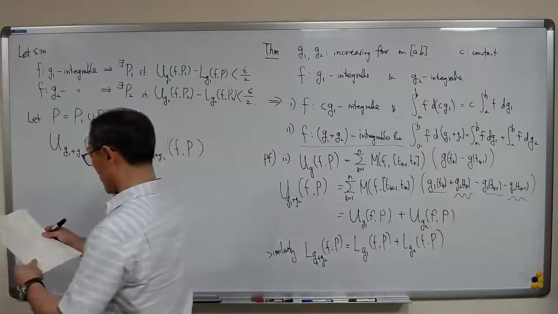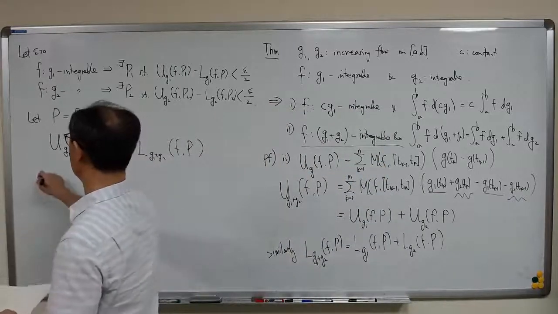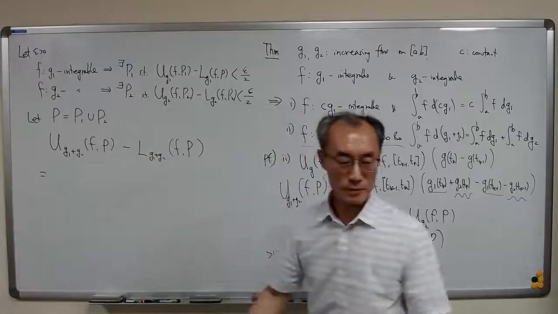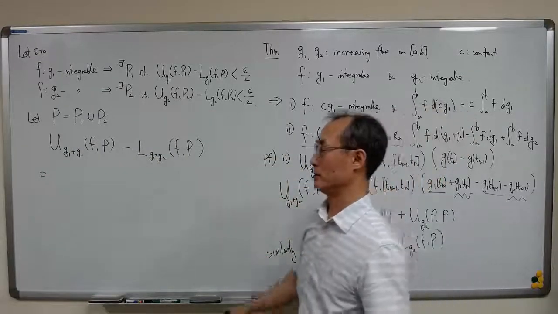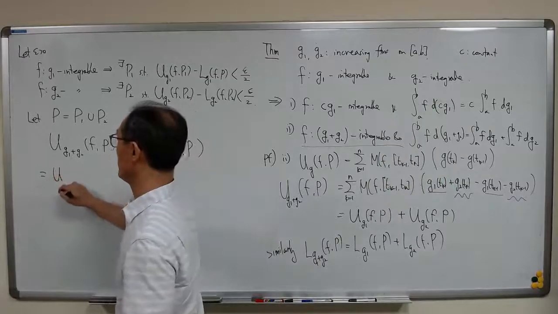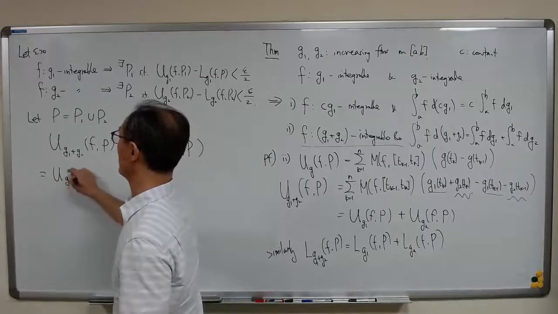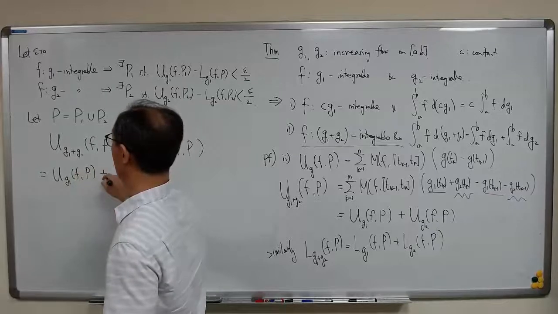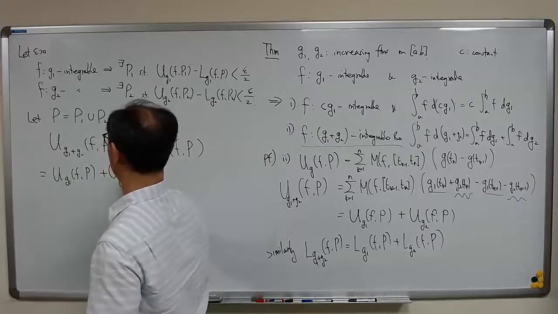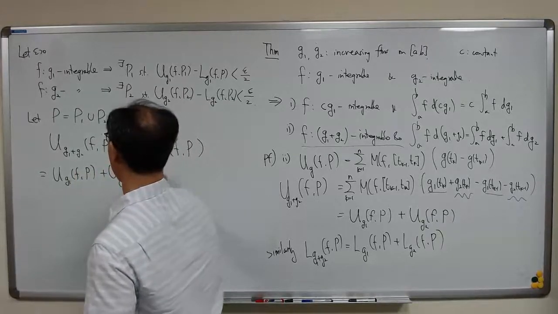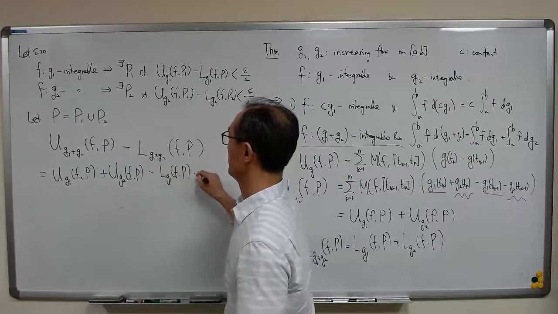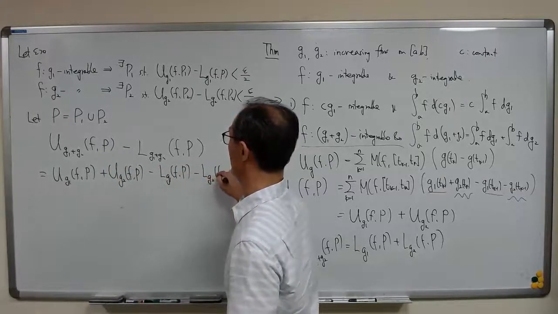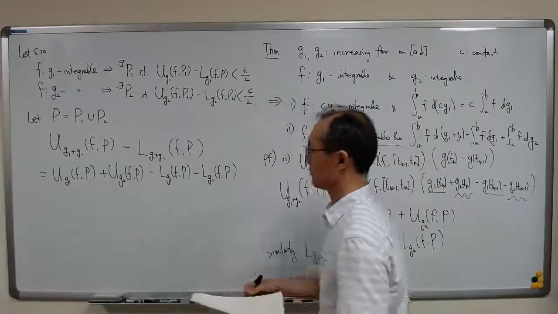Okay, then first we can split the upper sum and lower sum into sums of two upper sums and two lower sums. So this can be replaced by the upper sum with respect to g1 and the upper sum with respect to g2, minus the lower sum with respect to g1 and the lower sum with respect to g2.